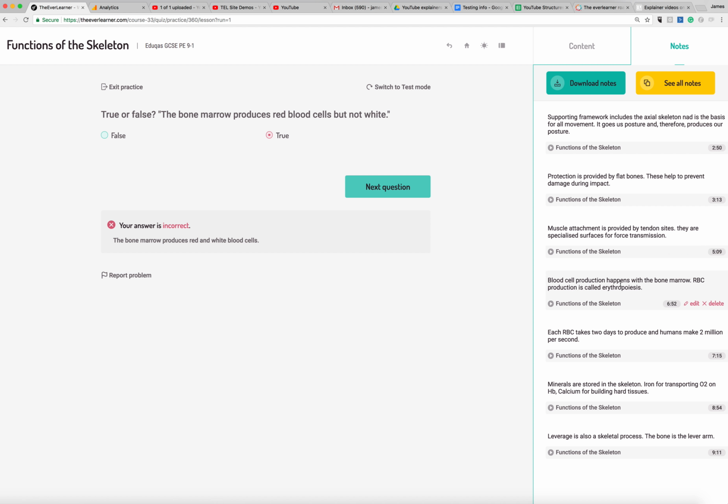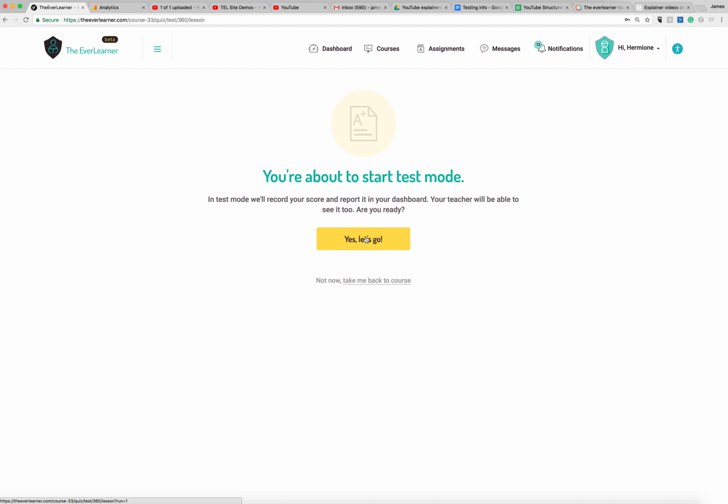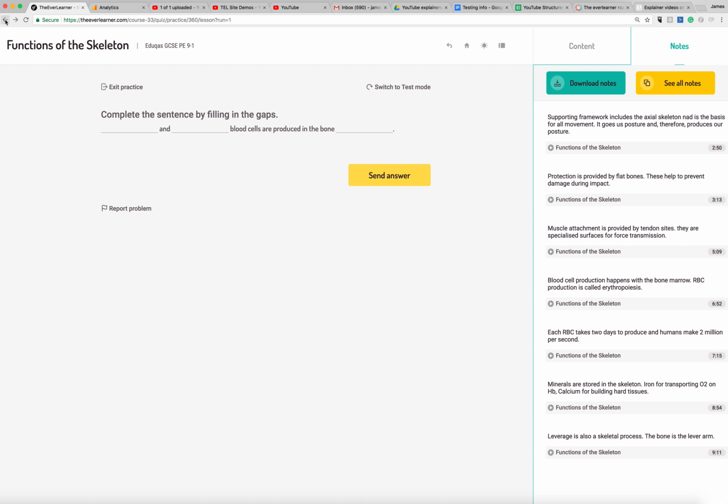Now, if I get enough answers correct in a row, I'm going to be prompted to switch to test mode. But importantly, I can switch to test mode whenever I want. But I'm going to go back to here.